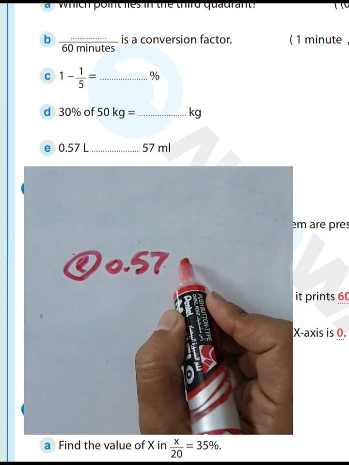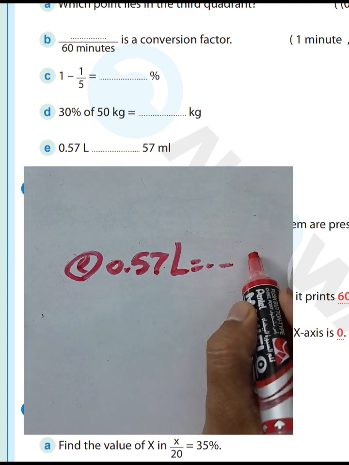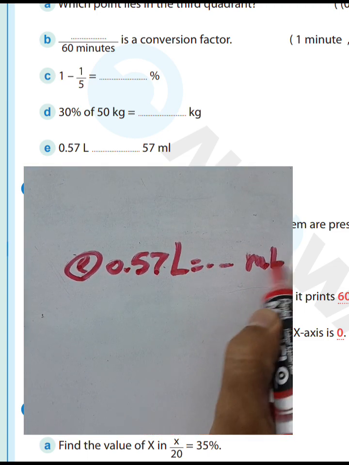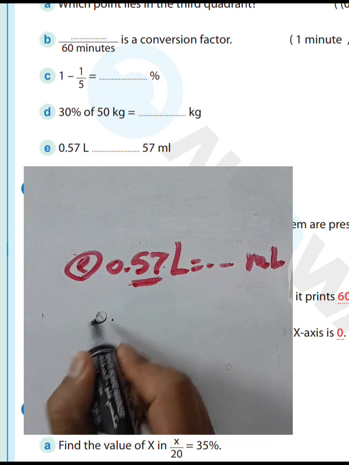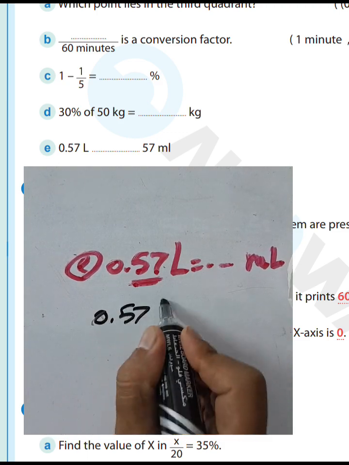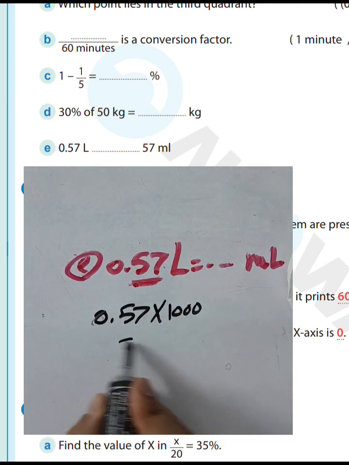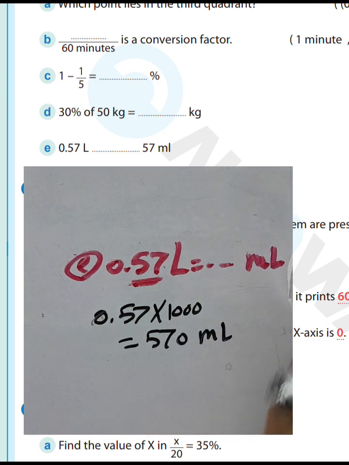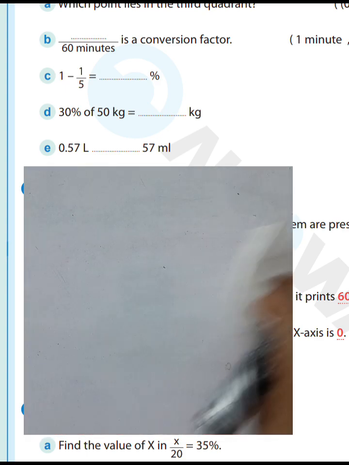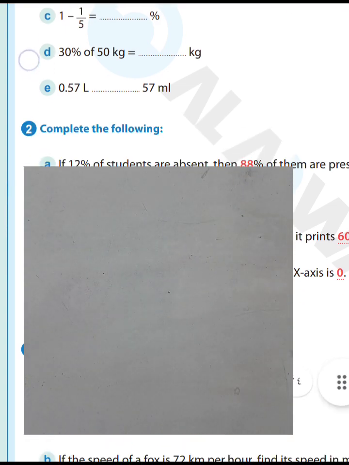Question letter E. 0.75 liter equals space milliliter. You can convert from liter to milliliter by product by 1000. Product by 1000. The result will be 750 milliliter. Question number 2.